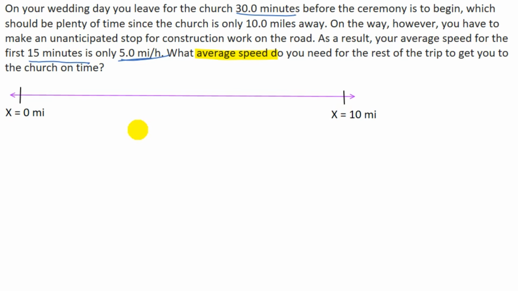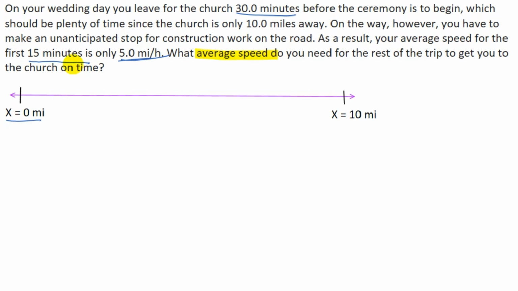Now first of all, I've made this coordinate system. Here this is x equals 0. From this position his journey or his motion starts, and this is x equals 10 miles where the church is. Now the strategy that we're going to follow is, first we're going to find the distance traveled for the first 15 minutes, and then we can determine the speed you need to have for the next 15 minutes so that you can reach on time.